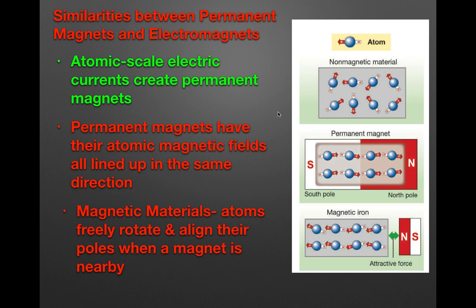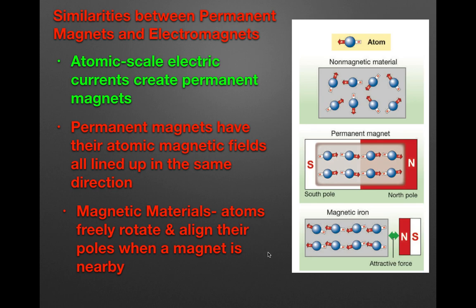It's when they're all lined up in a similar direction that we get magnetic properties on a large scale. Permanent magnets have their atomic magnetic fields all lined up in the same direction, like you see in the middle there. Now in magnetic materials on an atomic scale, their atoms will freely rotate and align their poles when a magnet is nearby.